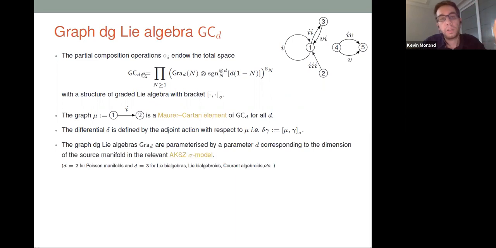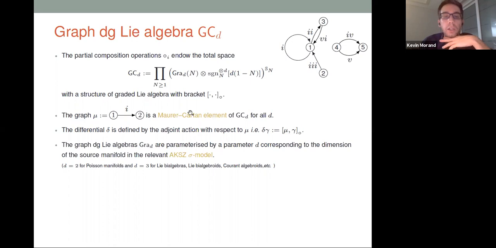The important part is that we have a graded algebra, so using this partial composition operation we can define some bracket. We can also define a differential because this graph is a Maurer-Cartan element. So just by taking the adjoint action, we can define the differential. So we have a differential graded Lie algebra of graphs.